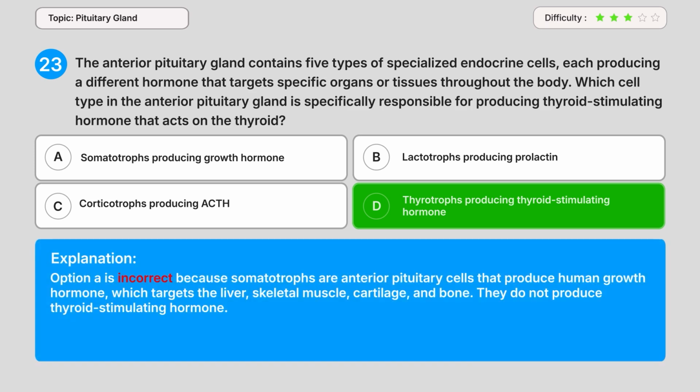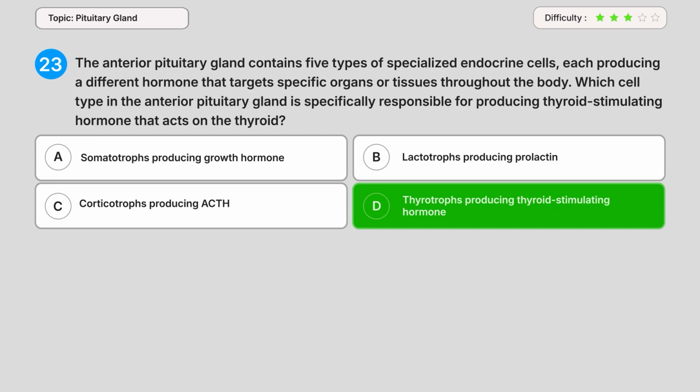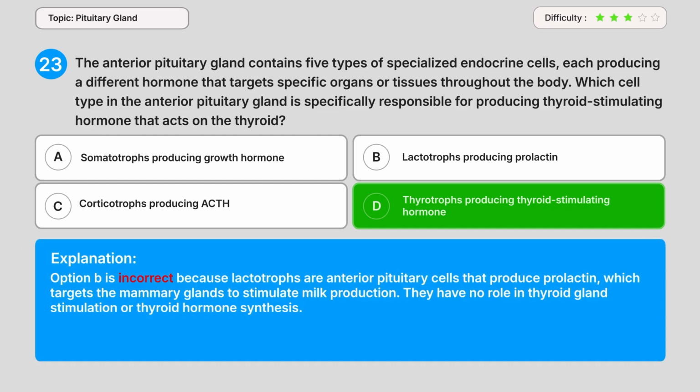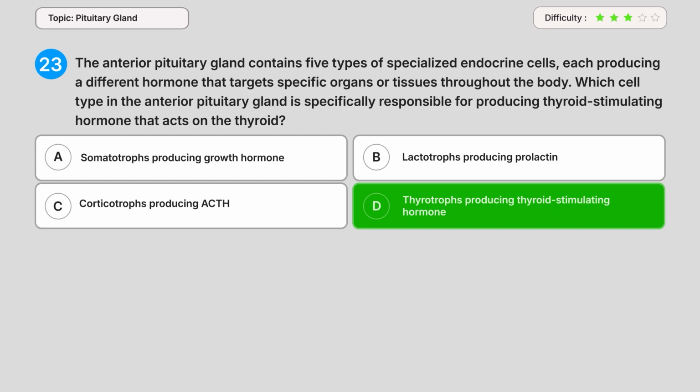Option A is incorrect because somatotrophs are anterior pituitary cells that produce human growth hormone, which targets the liver, skeletal muscle, cartilage, and bone. They do not produce thyroid-stimulating hormone. Option B is incorrect because lactotrophs are anterior pituitary cells that produce prolactin, which targets the mammary glands to stimulate milk production. They have no role in thyroid gland stimulation or thyroid hormone synthesis.